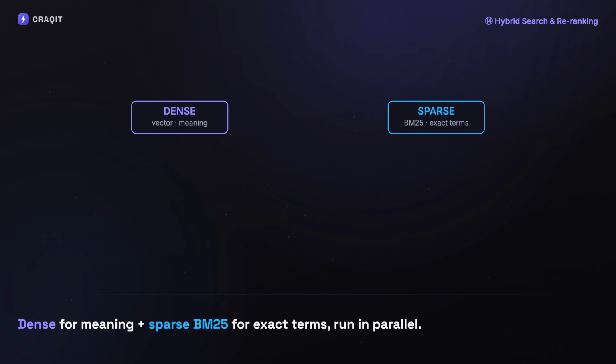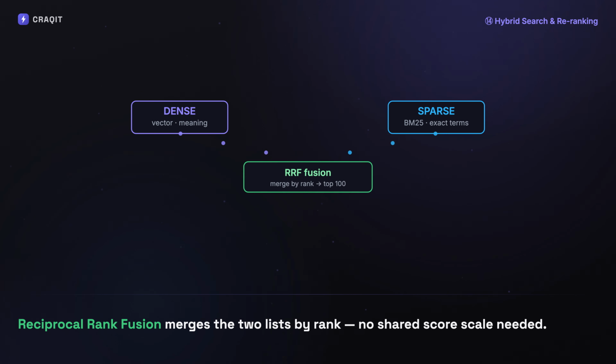Run a dense vector search and a classic sparse keyword search, BM25, the decades-old workhorse, in parallel, then fuse their rankings. The standard fusion method to name is reciprocal rank fusion, RRF, which combines the two ranked lists by rank position without needing their scores on the same scale. Simple and robust. Dense for meaning, sparse for exact terms, fused into one list.